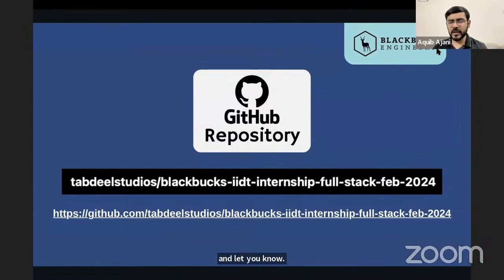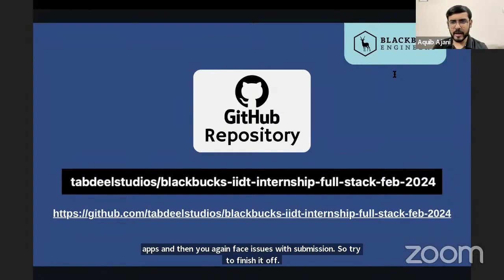Bharat, the abstract submission date is gone. It was Monday already. Now we are on Wednesday. The submission date was already due by Monday. So the abstract submission date is over. Try to finish it off as soon as you can, probably today itself. It should not happen that the team stops accepting abstracts and then you again face issues with submission. So try to finish it off today, latest by tonight.